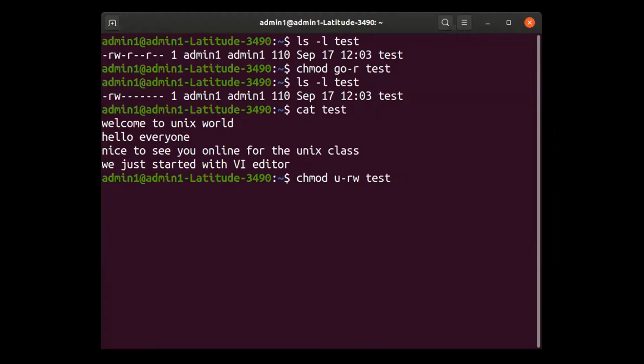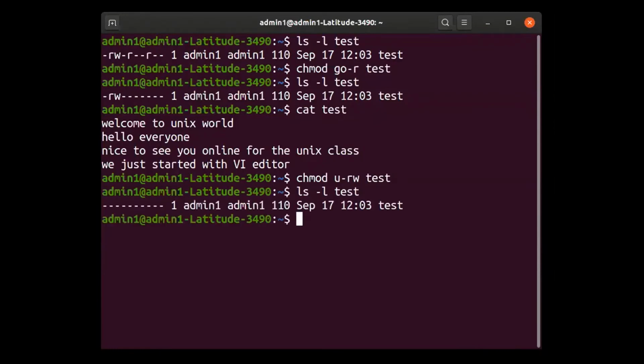Okay. I am giving chmod u minus rw test, which means remove read and write permission from owner. Understood? Remove read and write permission from owner. Okay, so let us see the impact of this. As usual, I'll get a dollar prompt, and then I will look at the long listing of the file, and that is suicide actually. Okay, this is absolute suicide.